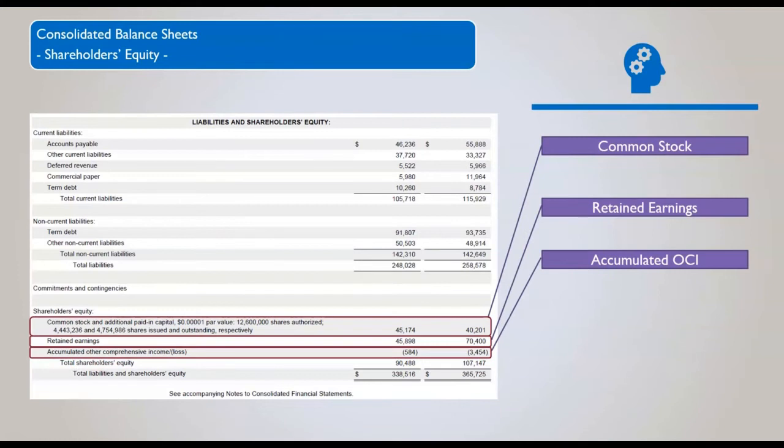Moving over to the next slide, we'll now focus on the bottom portion of the balance sheet, which is known as the shareholders' equity. This section of the balance sheet shows the amount relating to the company's common stock, retained earnings, and accumulated other comprehensive income. We will go through this in more detail at a later lecture when we go through the slides on the equity statement.